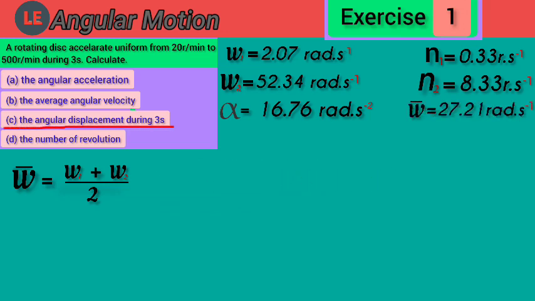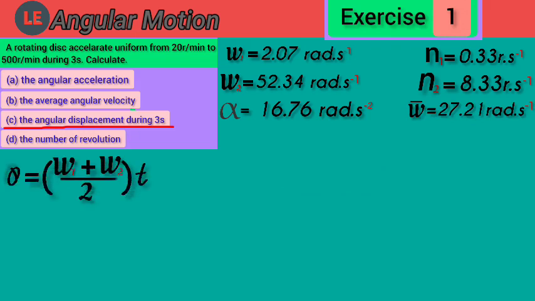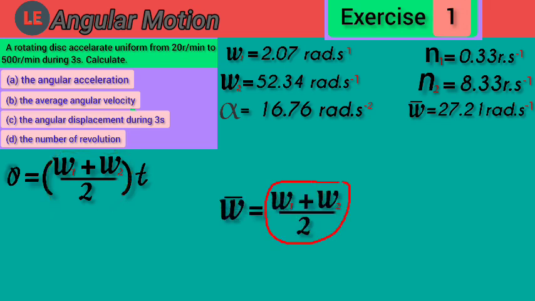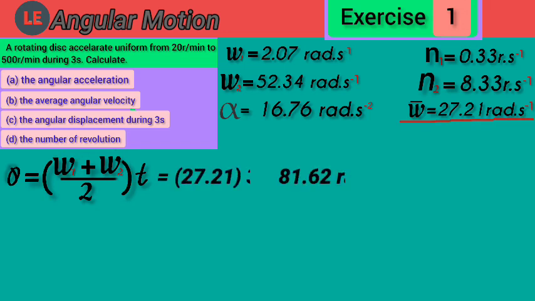Now we find angular displacement from this formula. What you must notice about this formula is this part, which is the average angular velocity that we just got. So without wasting time, just take its value and plug it in here and proceed. That is 27.21 times 3. We get angular displacement to be 81.62 radians.